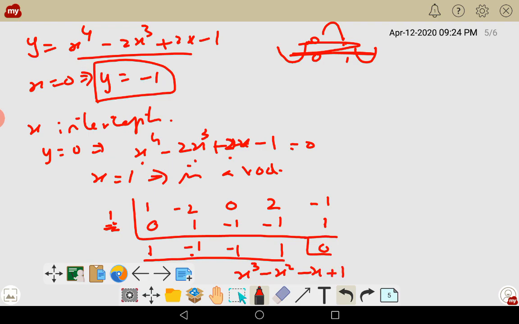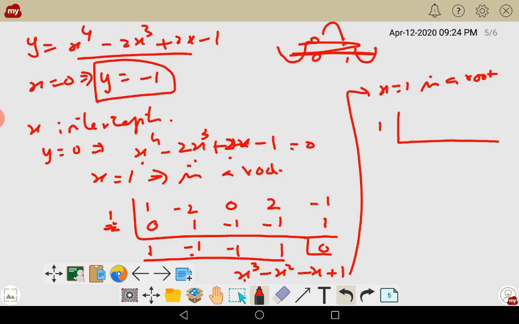Again repeat this one. So again, x equal to 1 is a root, because when you substitute x equal to 1, this will be 1 minus 1 minus 1 plus 1 is 0. So what you get is the reduced form: 1, minus 1, minus 1, 1; 1, 0, minus 1; 1, 0, minus 1, 0. So this is the square term, this is the constant term.